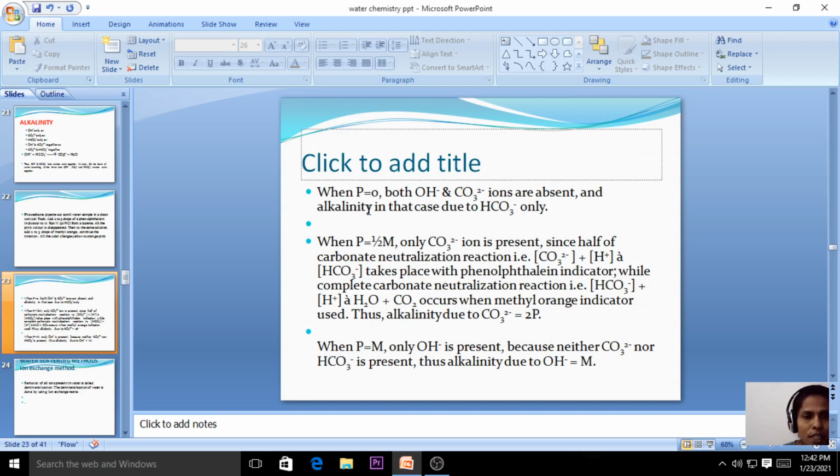So P is equal to 0 indicates bicarbonate alkalinity. P is equal to half M indicates carbonate alkalinity. P is equal to M indicates OH minus alkalinity.